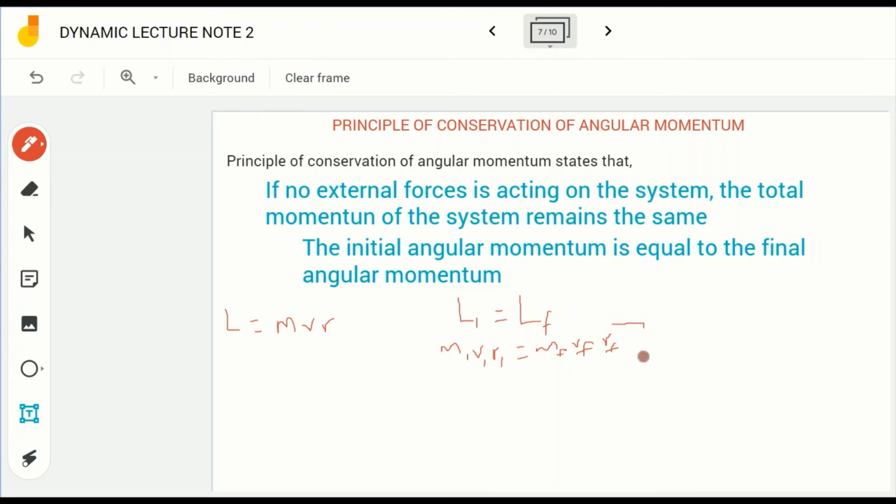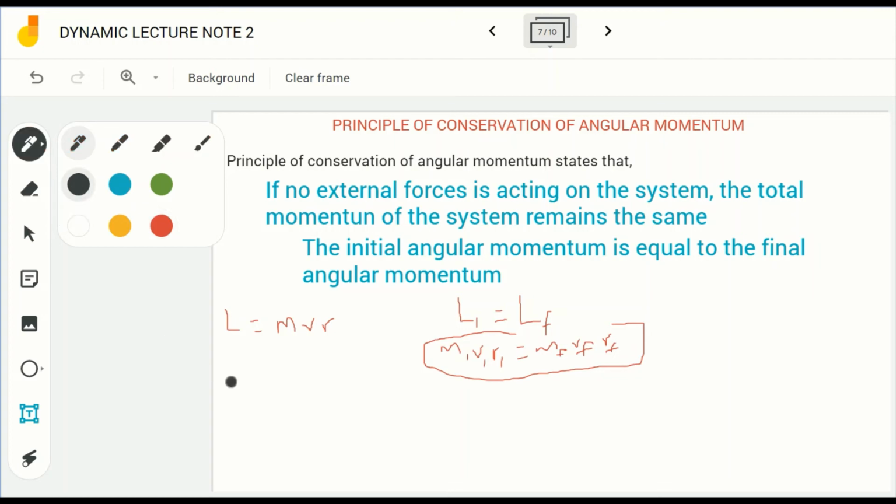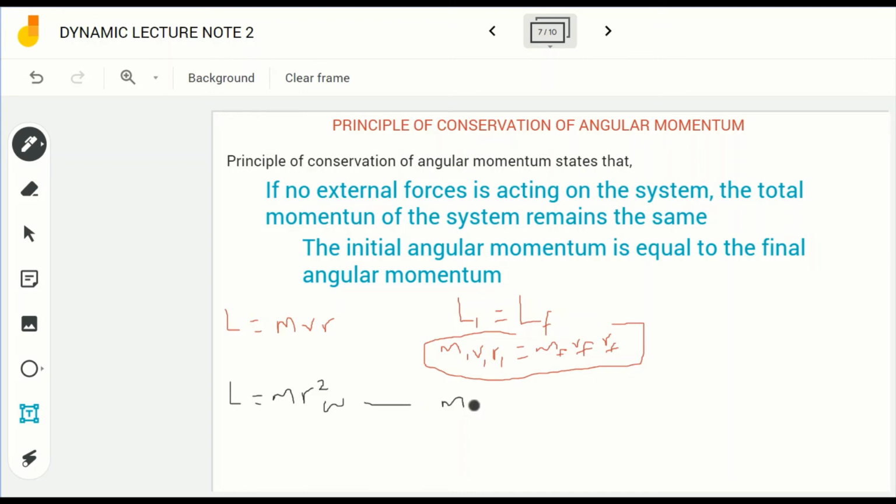So here is a formula we can use for the principle of conservation of momentum. Also, we said that angular momentum L is equal to m r squared omega. We can also apply this using the principle of conservation of angular momentum. It becomes m_i r_i omega_i equal to m_f r_f omega_f.